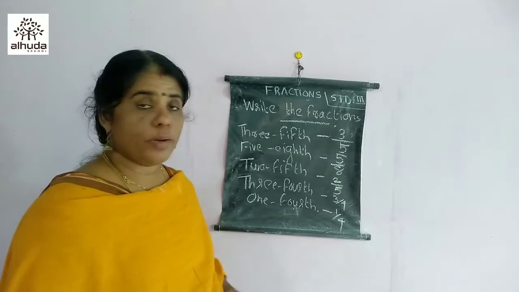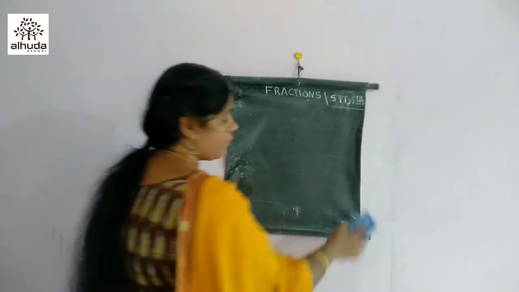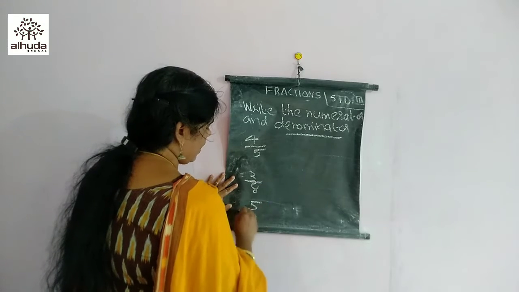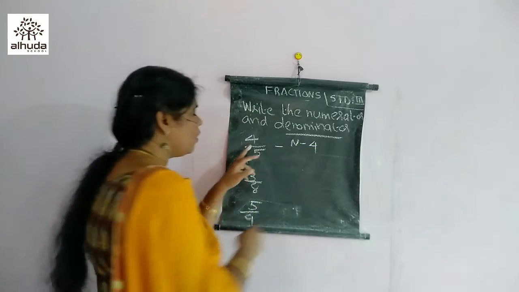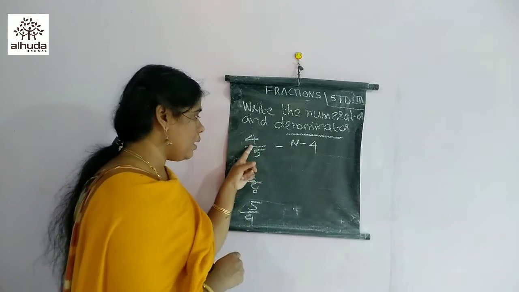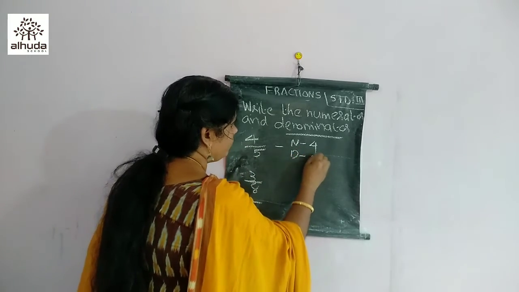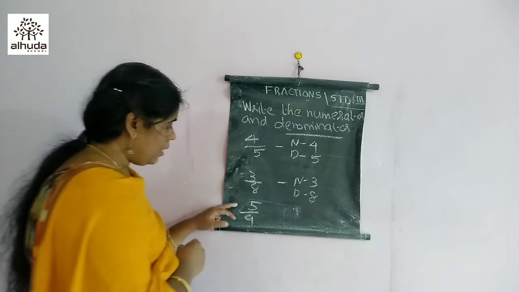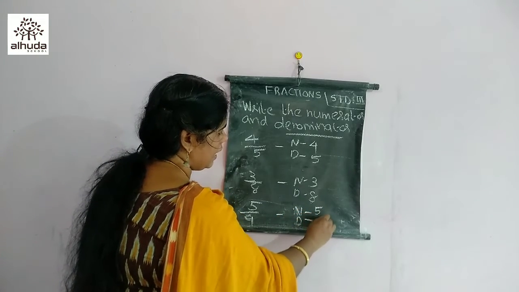Next, write the numerator and denominator of the given fractions: 4/5, 3/8, 5/9. For 4/5, what is the numerator? The numerator is 4. The number above the fraction bar is the numerator, and the number below is the denominator. So the numerator is 4 and the denominator is 5. Here the numerator is 3 and the denominator is 8. And in 5/9, the numerator is 5 and the denominator is 9.